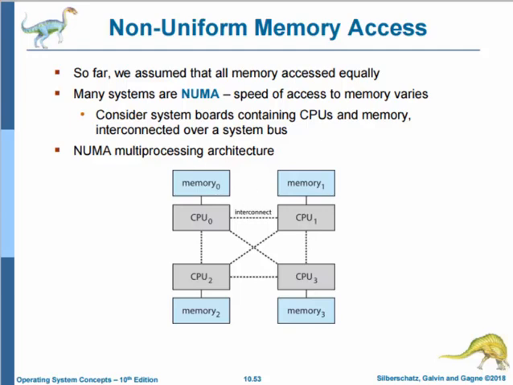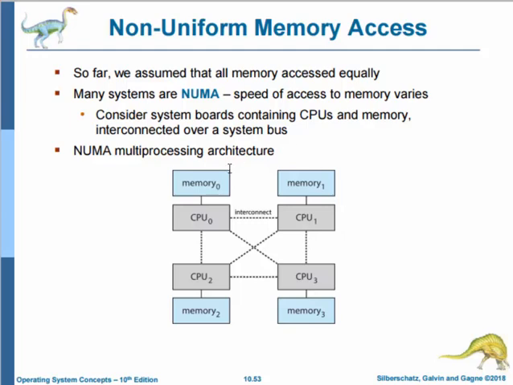What about if we have non-uniform memory access, or NUMA? Many systems with multiple CPUs are described as NUMA, where the speed of access to memory varies. That's why we have this type of multiple-CPU system. In these systems, a given CPU can access some sections of the main memory faster than it can access others.